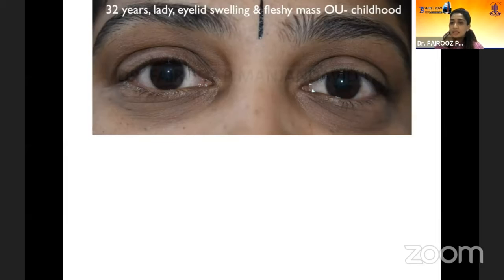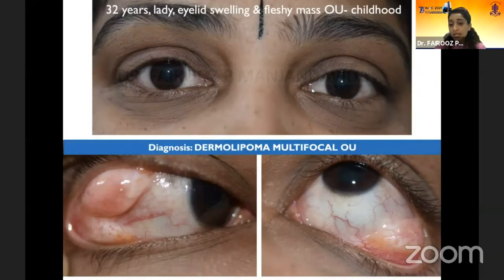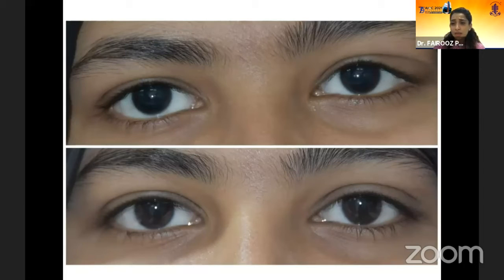Now, going ahead, this is a 30-year-old lady who presented with eyelid swelling and a fleshy mass that she has noticed in both the eyes since childhood, and it has been progressing. And this is what we found, multiple lesions in the right eye and lower fornix lesions, which are more yellowish in color and also whitish because again of the dermal component. And this was a dermolipoma, multifocal in both the eyes. Classically, dermolipoma presents in the superolateral bulbar conjunctiva as a very, very yellowish lesion. And most of the time, it is cosmesis that the patient is worried about. With careful excision, the treatment is attained.